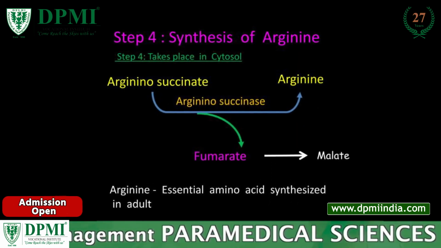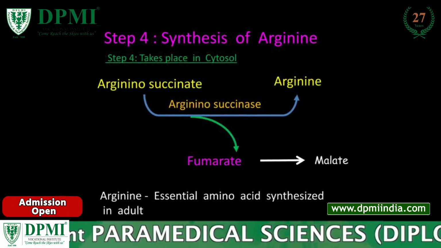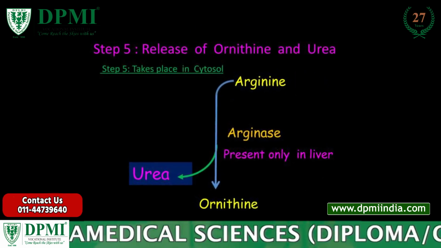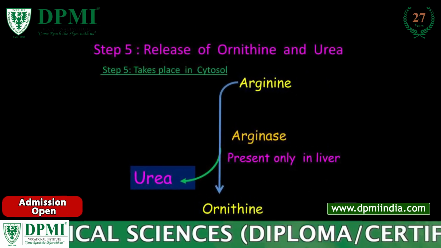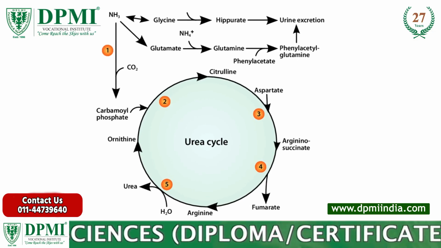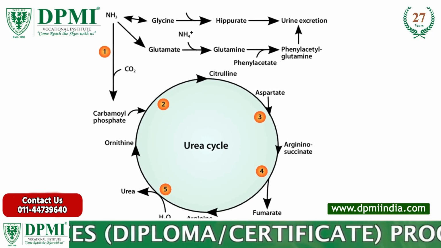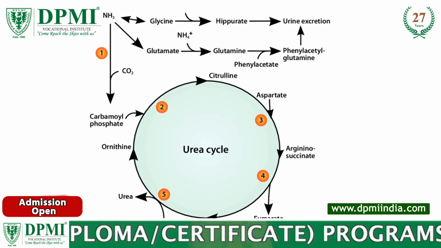Arginine can be further converted into ornithine and urea, with the enzyme arginase facilitating this reaction. The released urea is excreted by the kidneys, aiding in the elimination of excess nitrogen from the body.